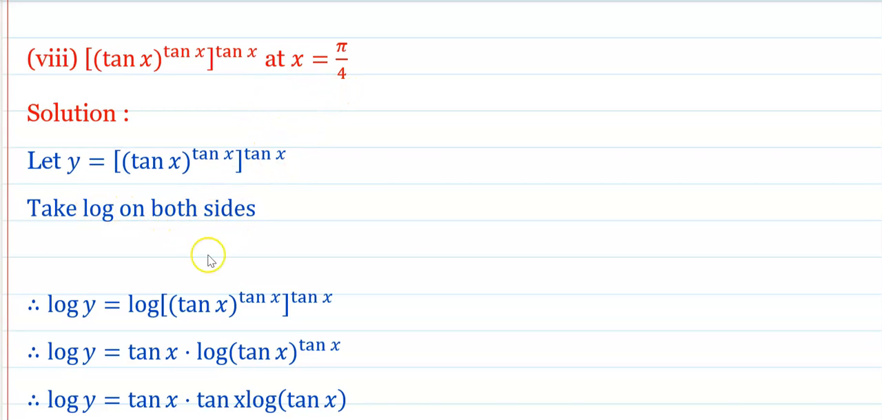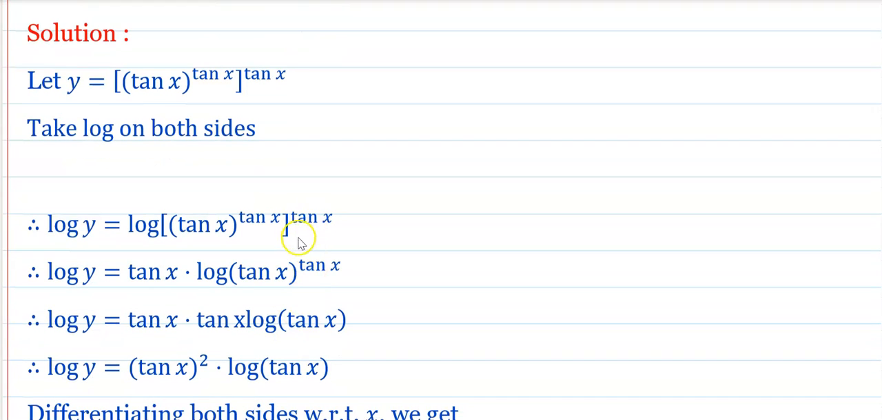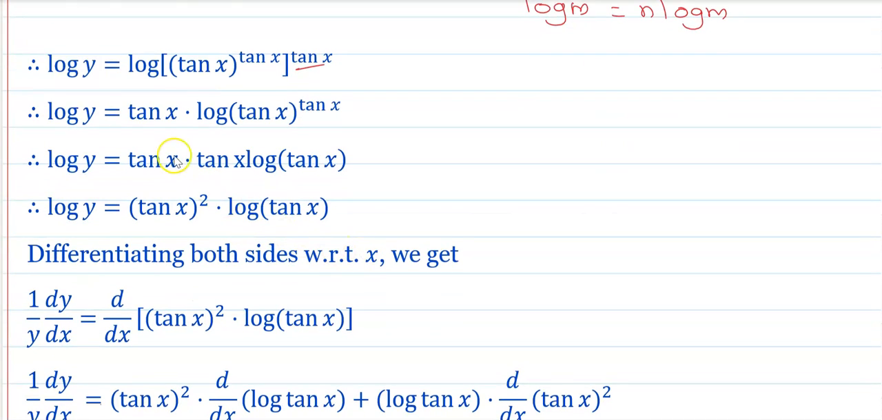Now first take log on both sides. Then you will get log of y is equal to log of tan of x, bracket to the power tan x. What will happen next? This tan of x comes in front by using the rules of log. What is that? That is log of m raised to n is equal to n times the log of m. Okay, so this tan comes in front. That is the tan of x into log of tan of x.